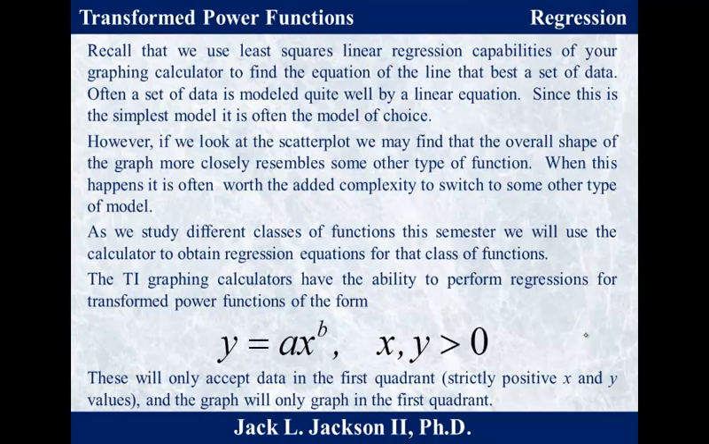Often a set of data is modeled quite well by a linear equation. And since the linear equation is the simplest model and it often works quite well, it's very often the model of choice. However, we can look at a scatter plot sometimes and see that the overall shape of the graph doesn't really look like a line, but it maybe has a pattern to it that is more like some other type of function.